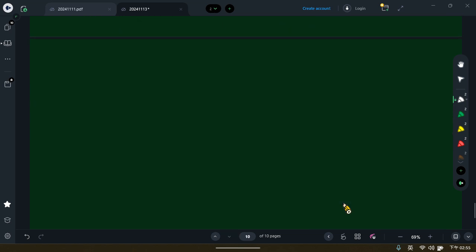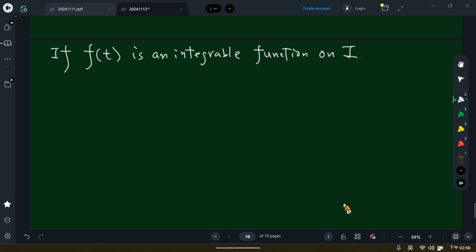Okay, so we just move forward. I will start to introduce the fundamental theorem part 1 to you. If f of t is an integrable function on I, and A belongs to this I, but it's a fixed point, and I also have another point x belongs to I. It is variable.